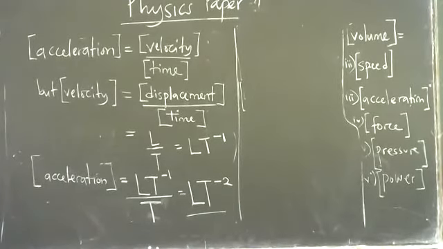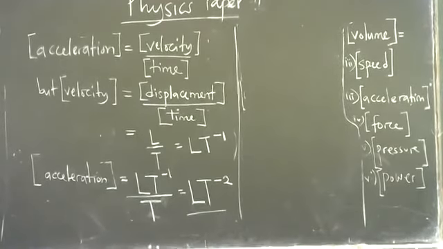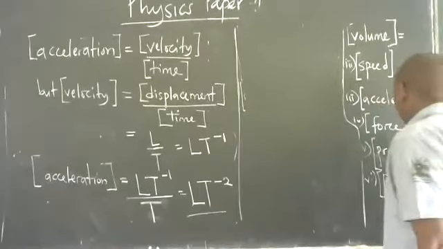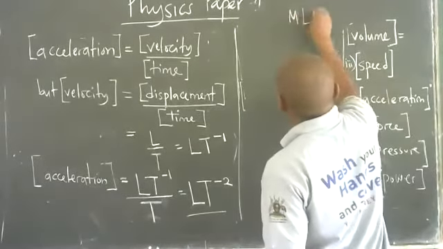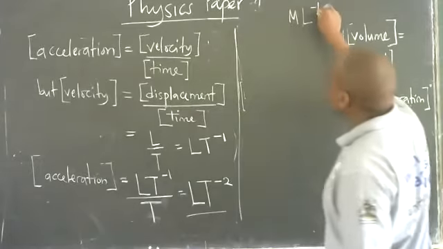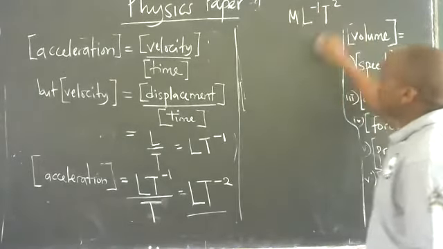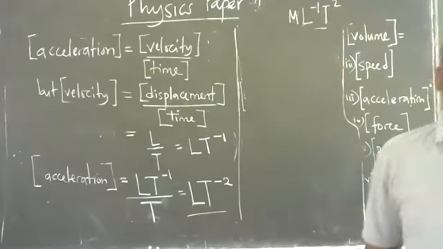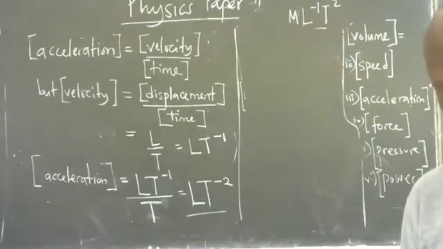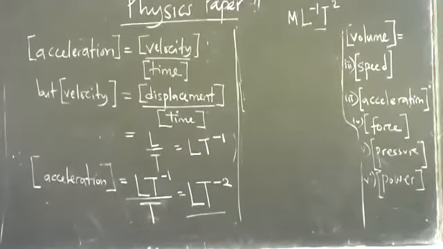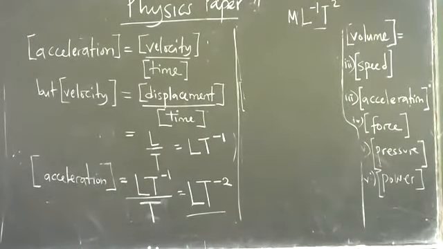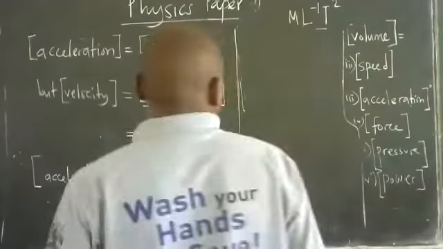Teacher, to continue from where she has stopped, I think it is ML negative 1 T squared. When you continue, you have ML negative 1 then T squared. Okay, somebody has this. Who else has a different answer for pressure? Okay, we can work it out together and see.